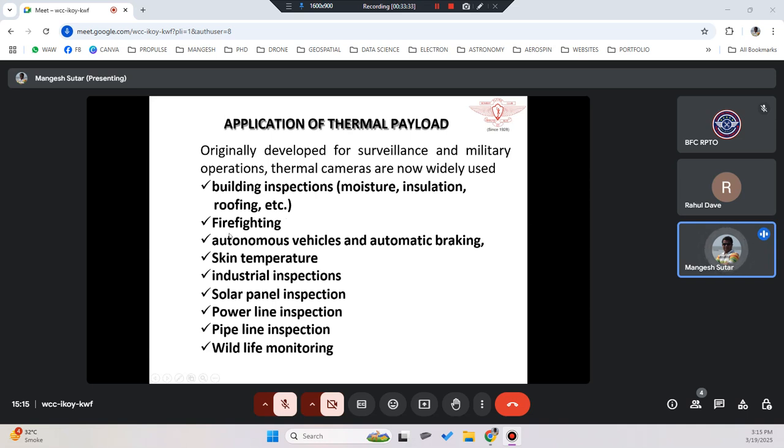Then again, firefighting, autonomous vehicles and automatic braking, skin temperature monitoring. This we saw during the pandemic, or COVID times. Industrial inspections, solar panel inspection, power line inspections. We saw this when we were doing the power line tower project. We used thermal cameras to check the status of the power line towers as well as the power line wires, and the temperature differences they were giving.